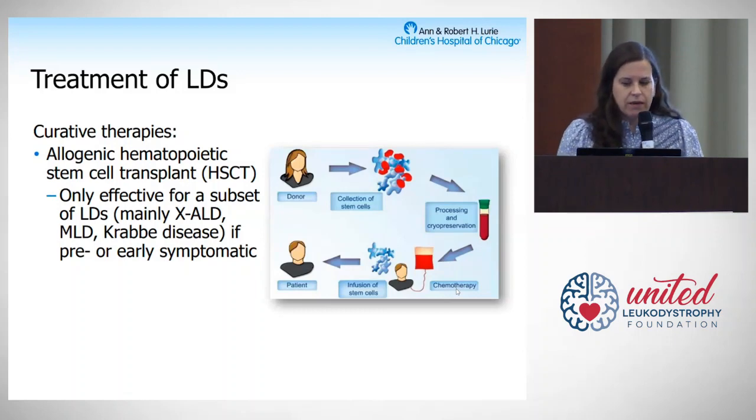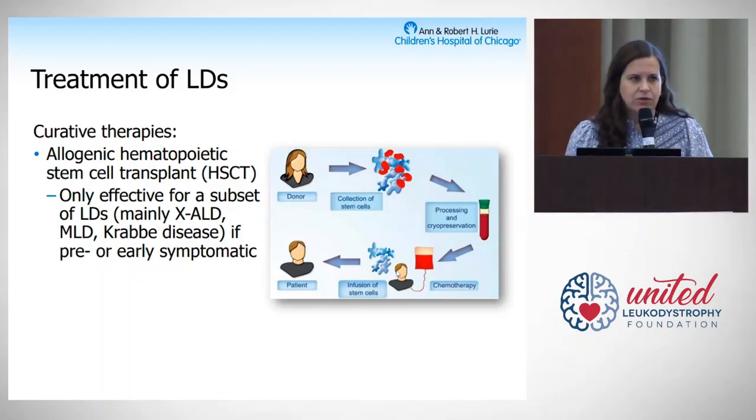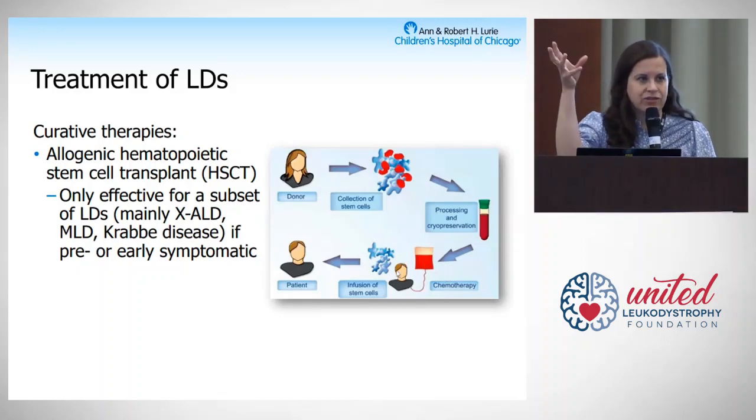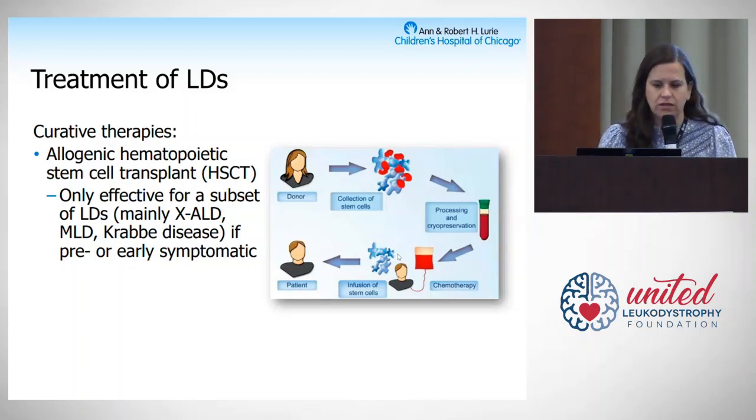So they get chemotherapy in order to knock out their own bone marrow, and then they get an infusion of stem cells, which is actually quite anticlimactic. It's just a little bag that's hanging that you get the stem cells. And then it takes weeks to months for those stem cells to engraft. And the hope is that the stem cells are incorporated into the patient's own body, that they get to where they need to go, and that they produce the enzyme that's missing in the patient.